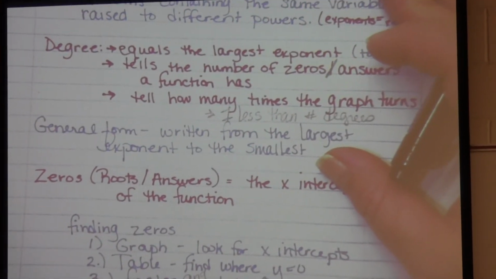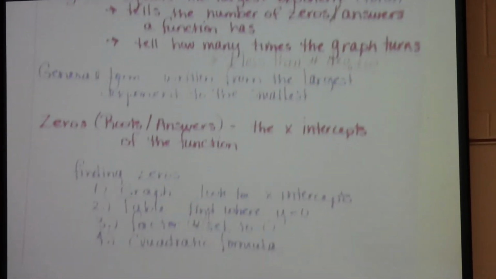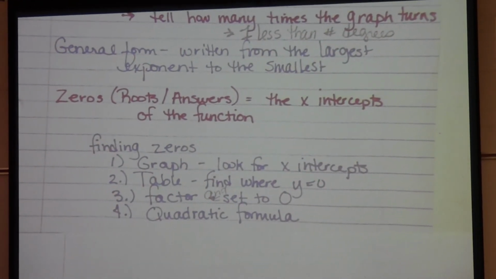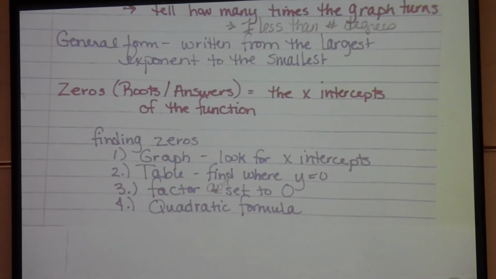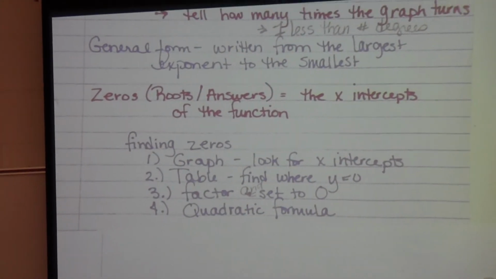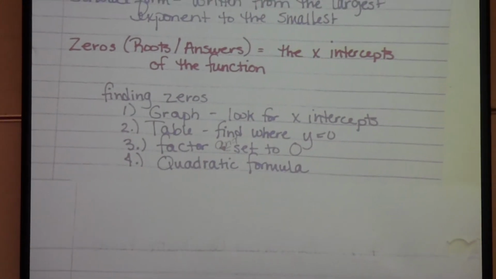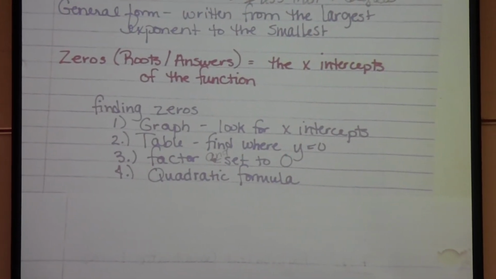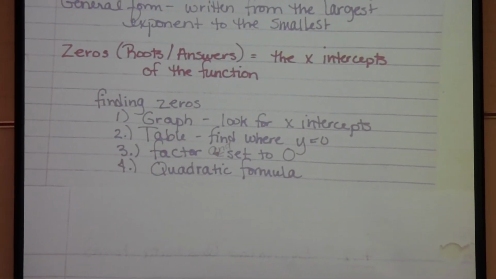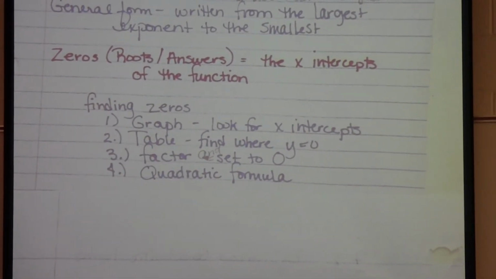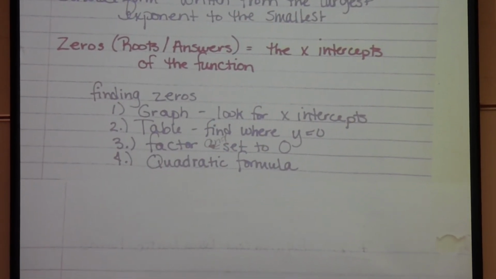But there are several ways that we can find our zeros or our answers for our problems. One of them is to graph it and use our trace function on our calculator and see where it crosses that axis. A second way is to look at a table, so we can put it in our calculator and then look at the table.